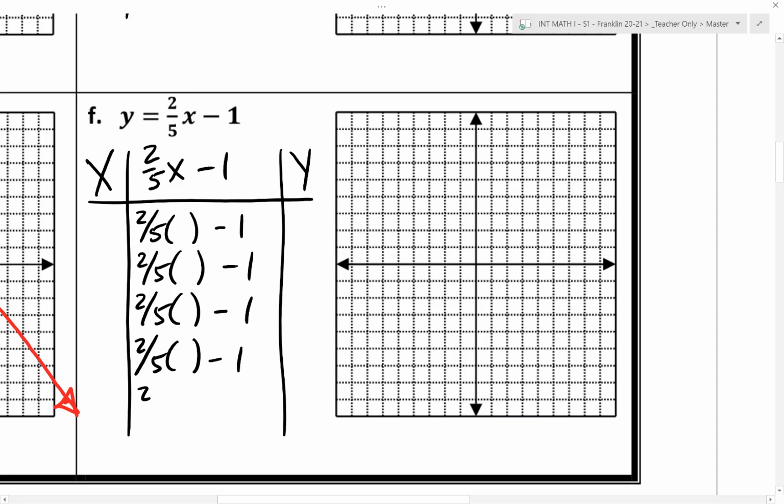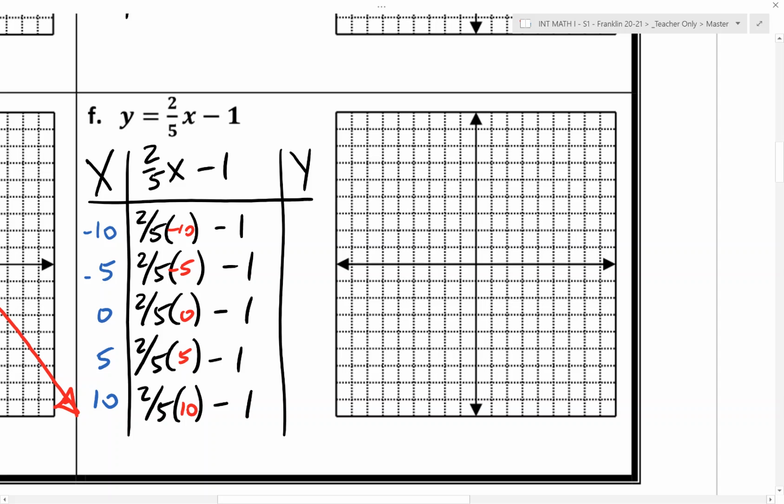I switched this style of fraction just to save space. I was tired of them running into each other. So again, the denominator is 5, so our x values will follow that: negative 10, negative 5, 0, 5, and 10. So let's plug those in here. My negative signs didn't take.